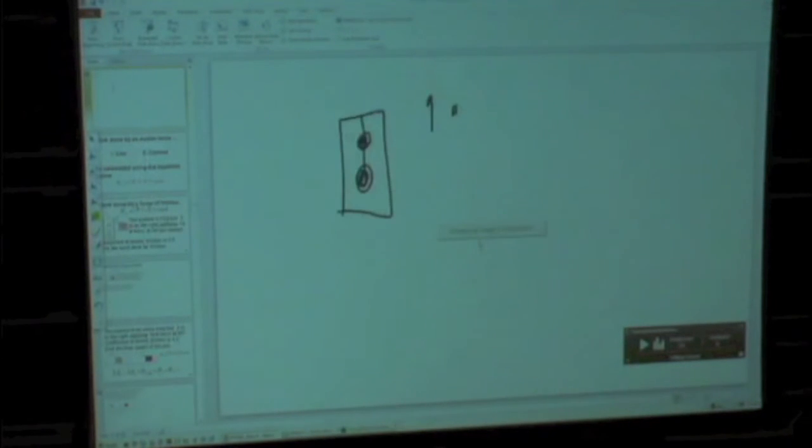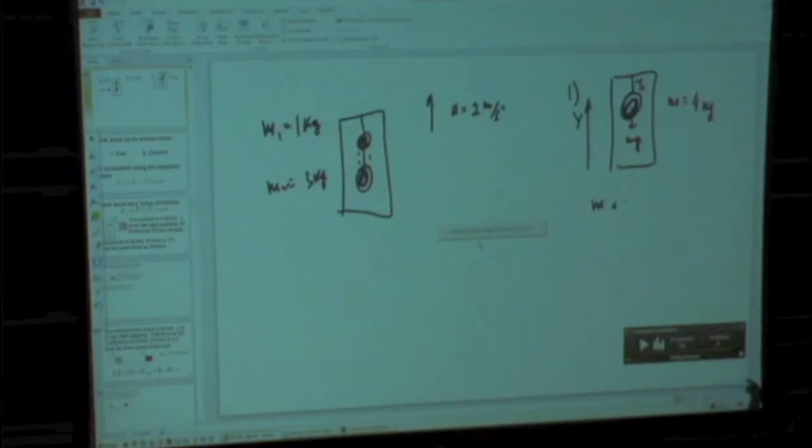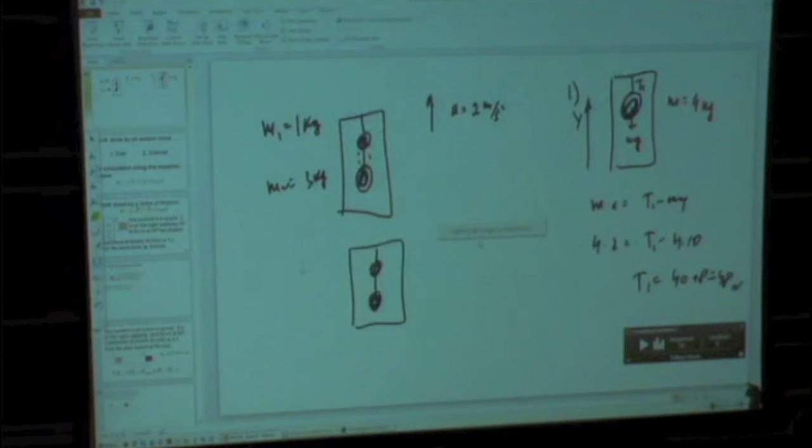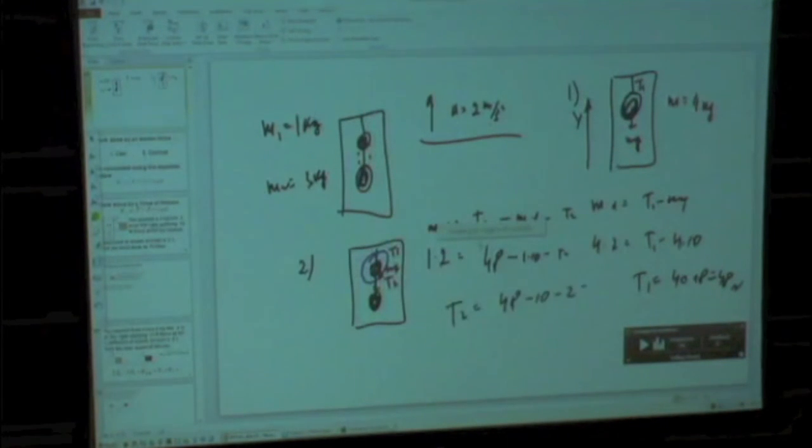Yes? I was just wondering, are you going to put this on the platform? Yes. This picture? Okay, cool. Yes, of course, all the slides. So the question about 26.